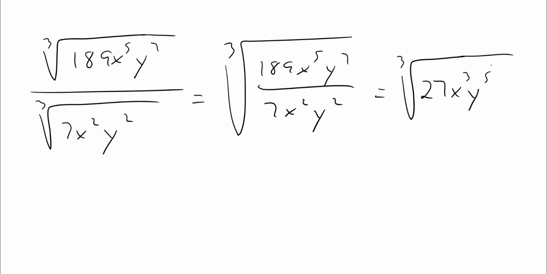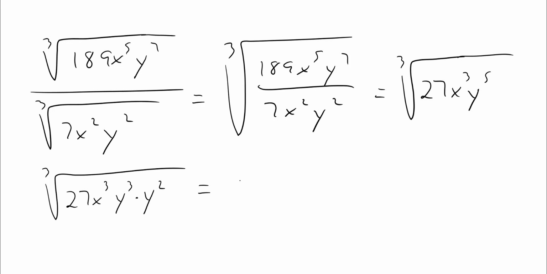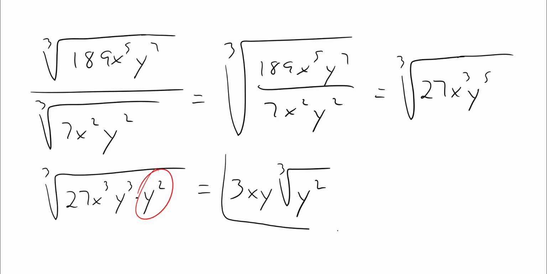And then, let me rewrite this. Cube root of 27. That x cubed, I don't need to do anything because that's going to come out perfectly. But the y to the fifth is really y cubed times y squared, right? That gives you y to the fifth. So the cube root of 27 is 3. The cube root of x cubed is x. And the cube root of y cubed is y. And the leftover is this guy right here. It's the only thing left over. So it's y squared. And that's your final answer, math fans.